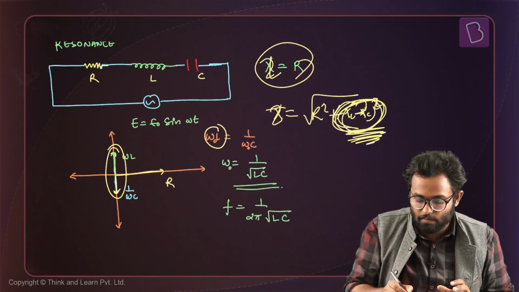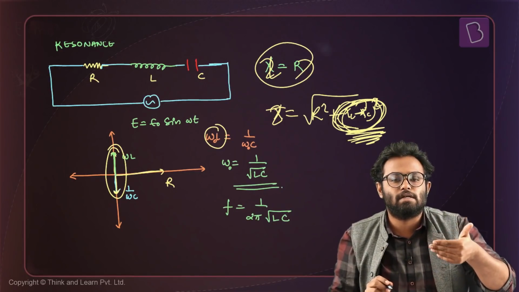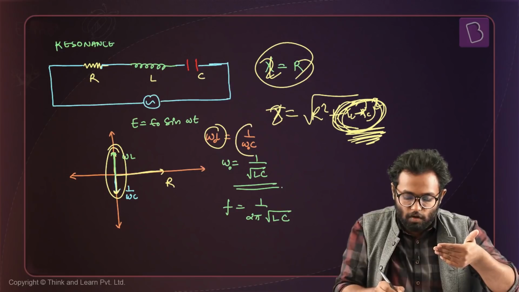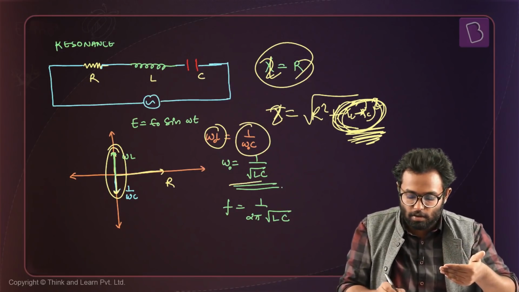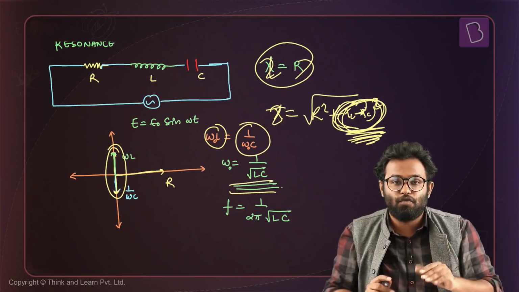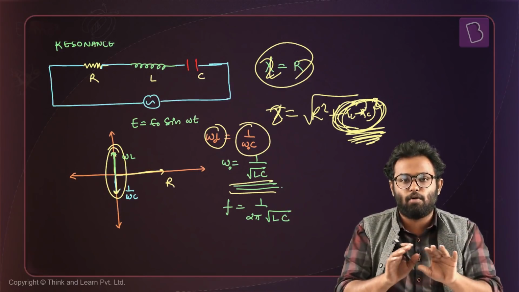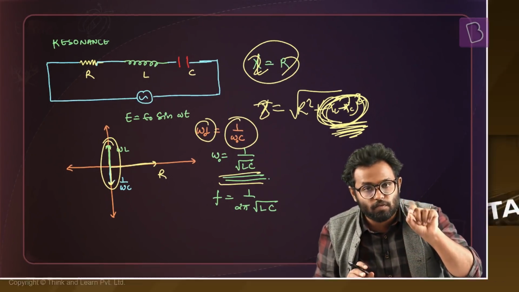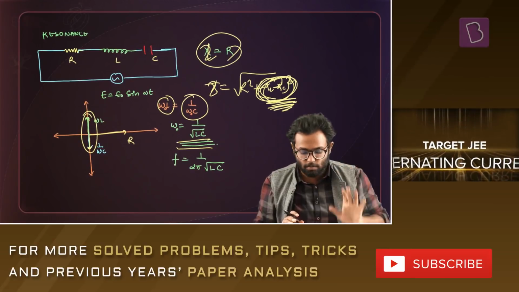When omega naught L, because omega naught is what we call the resonant frequency, becomes equal to 1 by omega naught C, we find that omega naught is equal to 1 by root over LC. So if you have an LCR circuit, you find 1 upon root over LC, you know that at this particular frequency the current will be maximum.